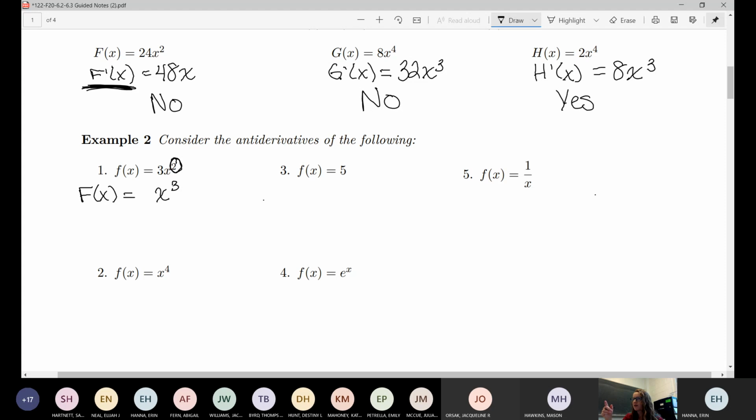And then what about that 3 in the front? Do I need to do anything to it? Well, if I take the derivative of x cubed, I bring that 3 down, which takes care of that 3 in the front. So actually, I'm done finding my antiderivative. Well, I should always have a plus c at the end. But since the derivative of that is 3x squared, and it matched what I started with, that would be the correct antiderivative.